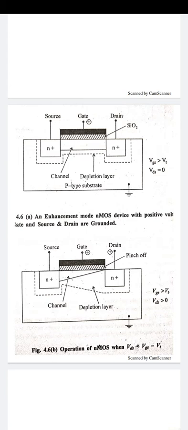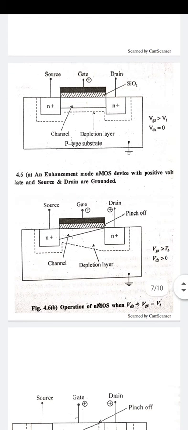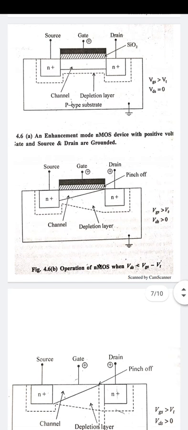That is called the linear region of operation, or the non-saturated region. In this region we have VGS minus VT greater than VDS, that is called the non-saturated region, where it works as a linear region. When we increase the drain to source voltage, drain current increases linearly at a particular gate to source voltage.